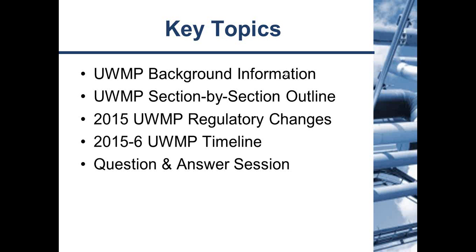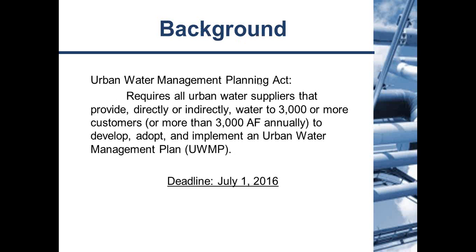Thank you, Tim. First, I'll start talking about a little bit of background information for urban water management plans. So the Urban Water Management Planning Act requires all water suppliers that provide water to 3,000 or more customers to develop, adopt, and implement an urban water management plan. This helps accomplish water supply planning over a 20-year period in 5-year increments. And the deadline for this current urban water management plan is July 1st, 2016.